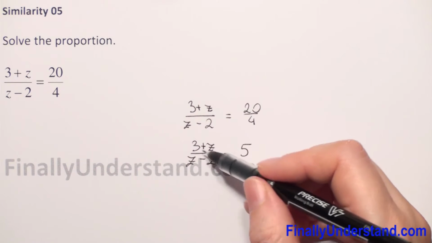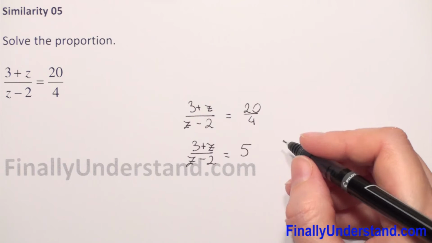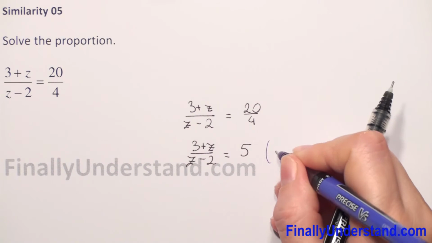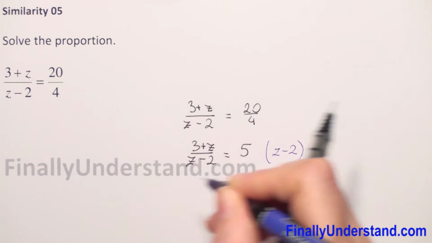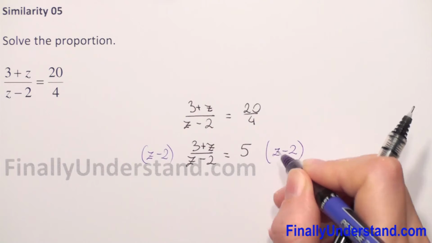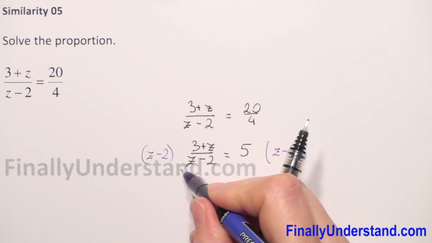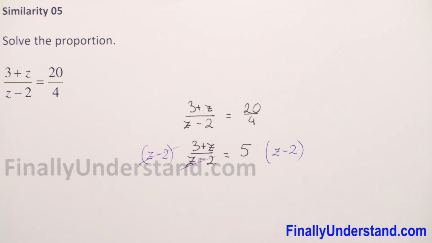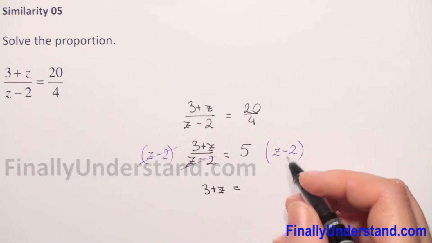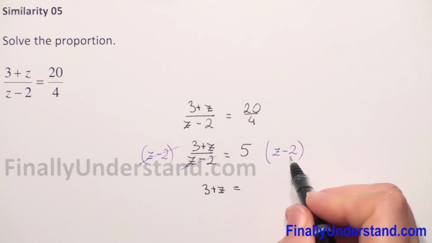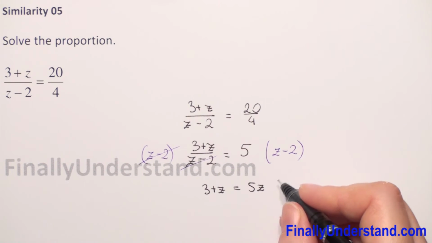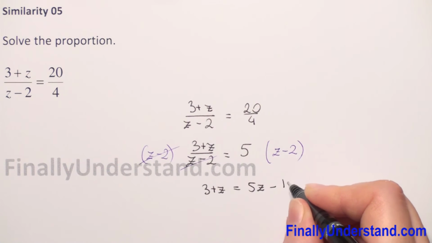Because on the left side we have a fraction, we can multiply both sides by the denominator. So we have times (z - 2) on the right side and times (z - 2) on the left side. Now we can reduce the denominator, and on the left side we now have 3 + z is equal to, and now we have to multiply every expression in parentheses by 5. 5 times z is 5z. 5 times negative 2 is negative 10.